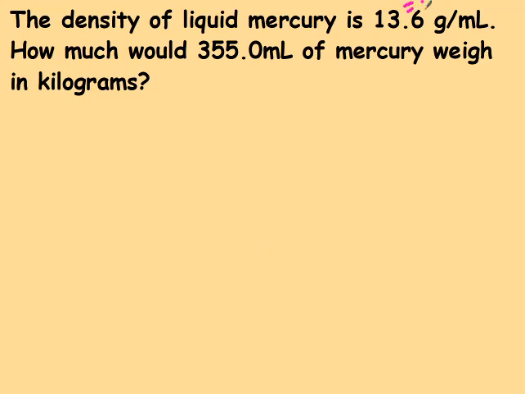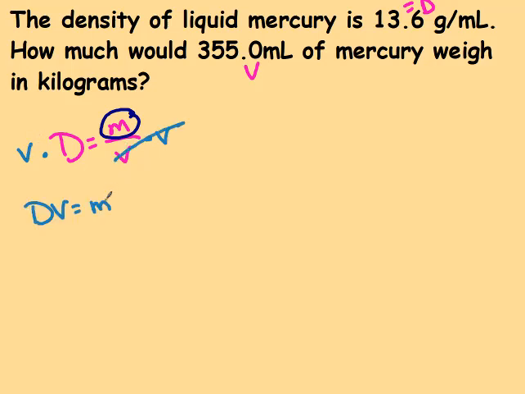So in this problem, we knew our density and we know our volume. So density is equal to our mass over volume. We're looking for mass. So just like before, always get rid of what's on the bottom first. In this case, I'm looking for mass. So our mass is equal to D times V. So we're going to plug our density in first. So 13.6 grams. There's my line, and there's my milliliter.